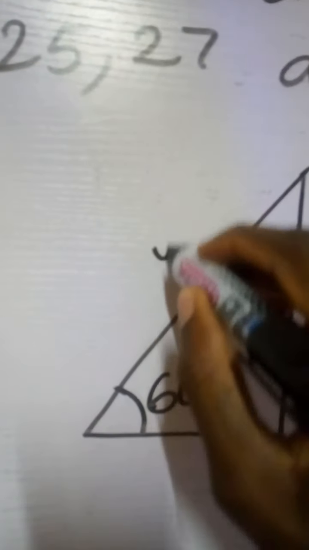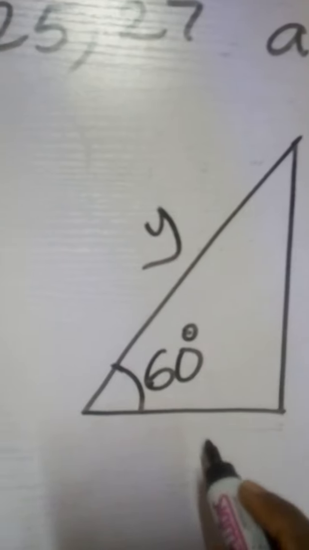Number 5, it's a right angle triangle. It says find the letters. So let's draw the triangle here. This is the triangle. It's a right angle triangle. One side is 7. The angle was given to be 60 degrees. And this other side was given to be y, while this down side was given to be x.